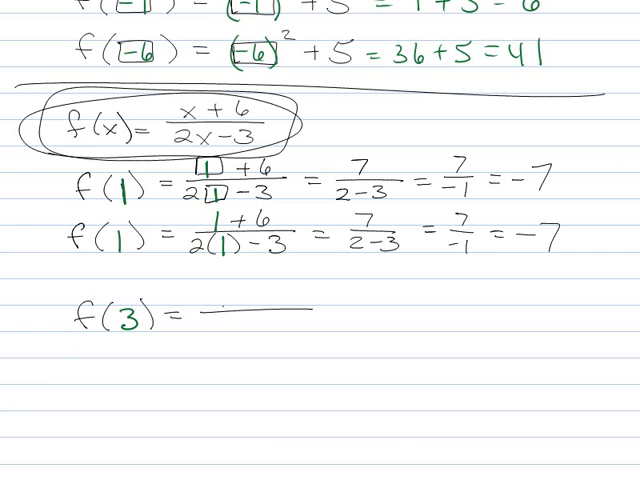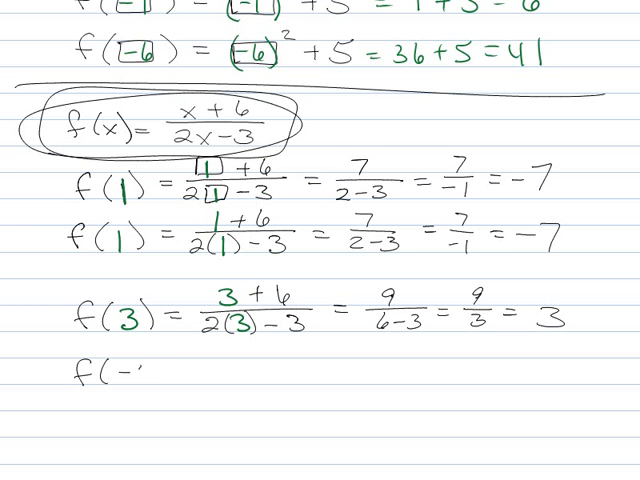For f of 3, everywhere I see an x, I'm going to put a 3. So x plus 6 becomes 3 plus 6. 2x minus 3 becomes 2 times 3 minus 3. So I get 9 for the numerator, and 6 minus 3 is 3, so 9 thirds, or 3.